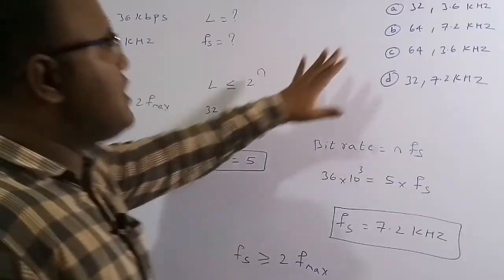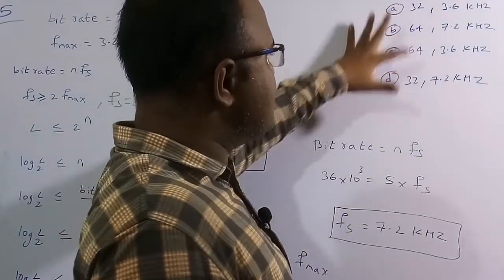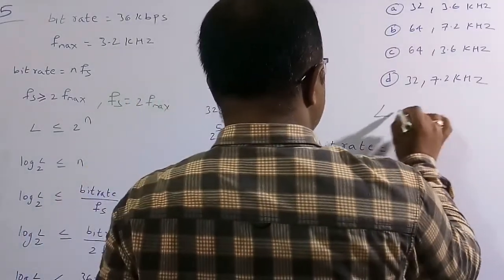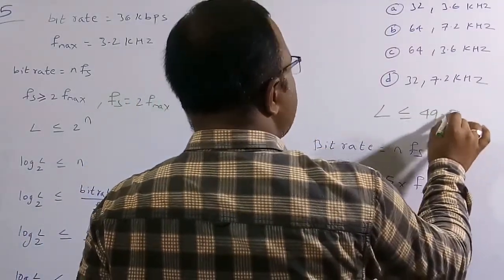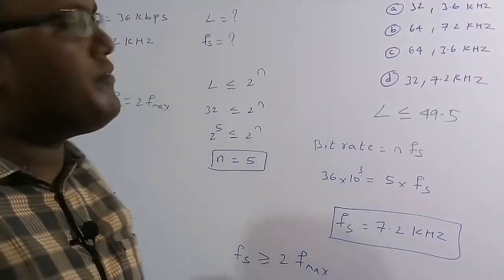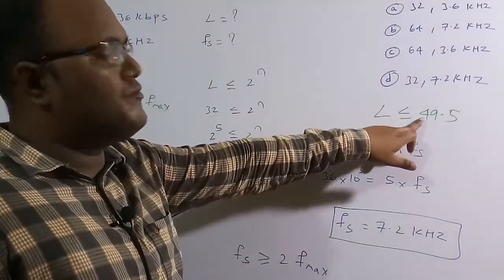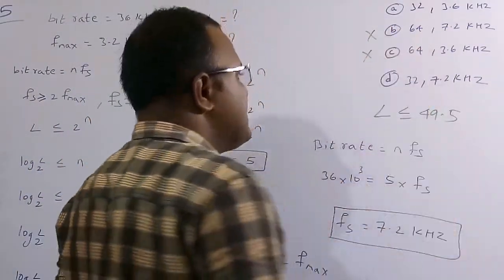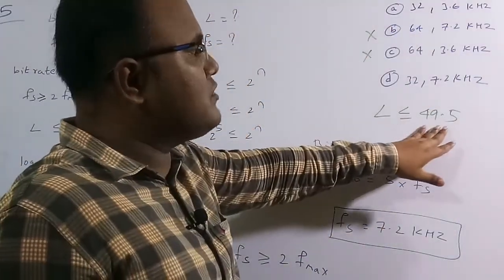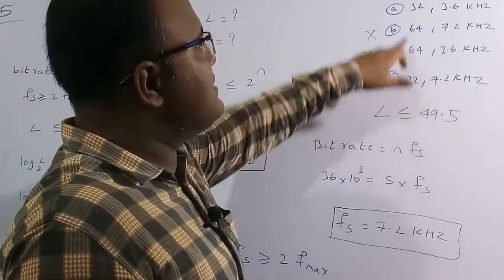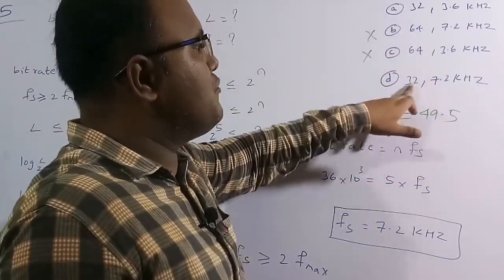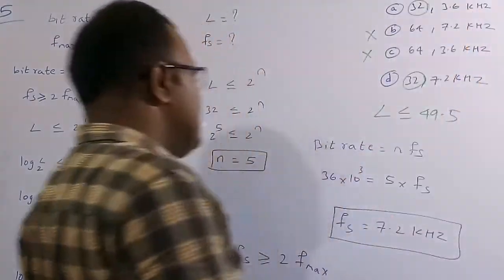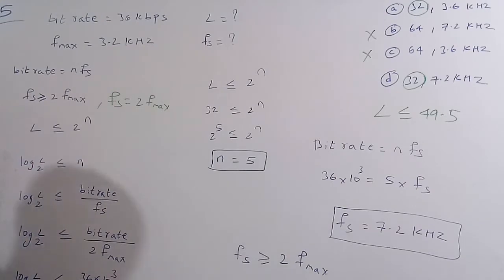If you see carefully in the options, the levels given are either 32 or 64, but we got that the number of quantization levels must be less than or equal to 49.5. 64 is greater than 49.5, so B and C are not the correct answers. The levels should be lesser than 49.5, and 32 is lesser than 49.5. So we are going to assume the number of quantization levels is 32.